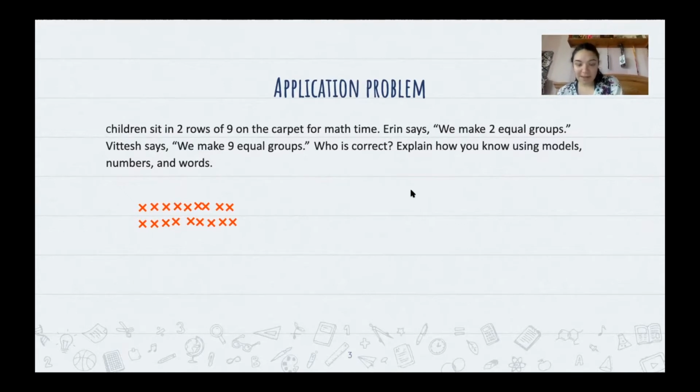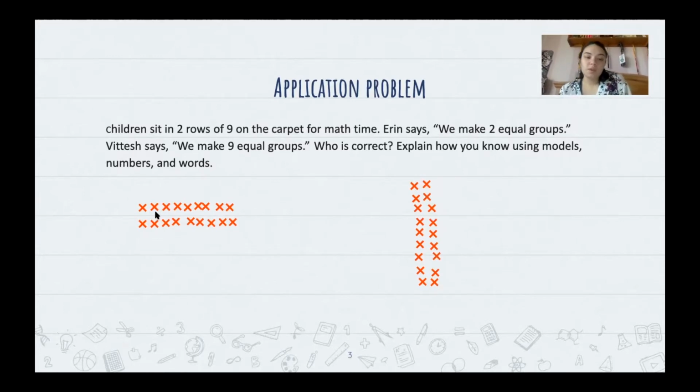And now I'm going to make 9 equal groups. So I'm going to make 9 groups of 2. Six, 7. So this is what Vitesh was thinking when he said we can make 9 equal groups. So who is correct? Well, let's take a look.